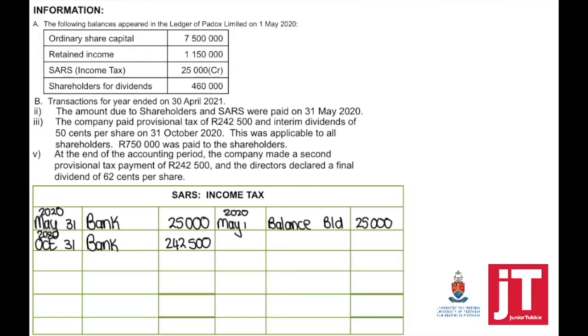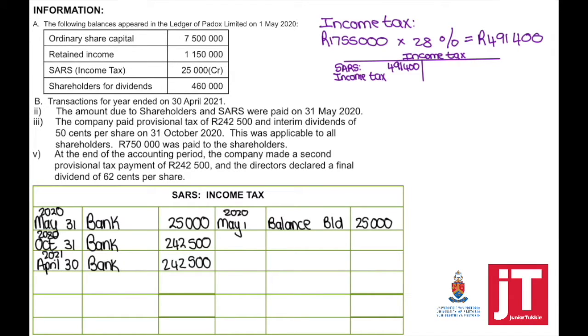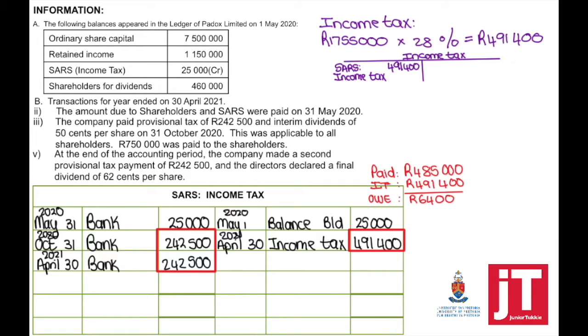We are busy with SARS income tax. Again, bank is credited, SARS income tax is going to be debited with 242,500. So now, remember earlier, we had to calculate the correct net profit. We had to calculate our income tax. So our income tax was 491,400. Income tax is debited, it will always appear on the credit side of your SARS income tax account. The total amount paid is $485,000 for this accounting period, only the provisional tax payment.